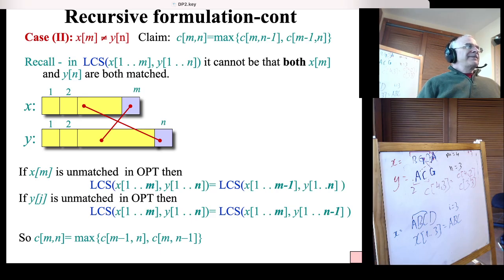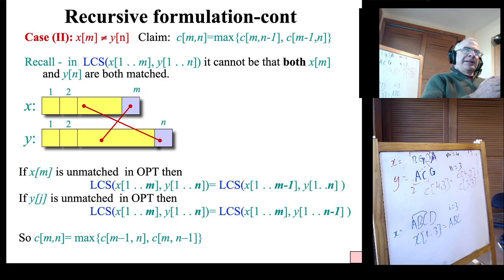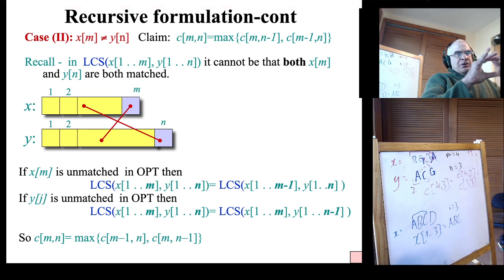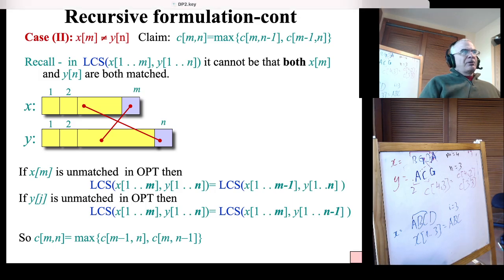So if X_M and Y_N are different characters, then C_M,N is just the better of the 2 matchings that you can take. Either drop the last character of Y or drop the last character of X. What's the rationale? Either way, we are looking at the problem by recursively solving a simpler problem. M and N are becoming smaller and smaller in this recursive way of thinking. I still don't know what C_M,N is, but I'll be able to solve it if I know the solution to shorter strings. Either make X shorter or make Y shorter.